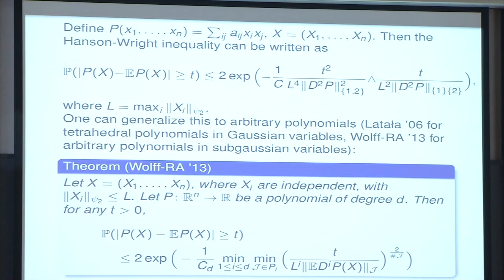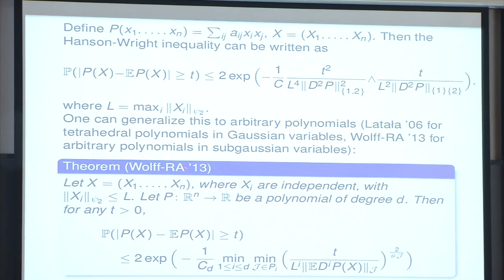So the sub-Gaussian decay for small t is governed by this 1, 2 norm of the matrix, like this is the matrix of second derivatives. And then we have the sub-exponential decay with this operator. So having this formulation, we can generalize this to arbitrary polynomials. And this was done first for polynomials in Gaussian variables by Rafał Latała, as I said, and more recently by Paweł Wolf and myself for general sub-Gaussian variables.